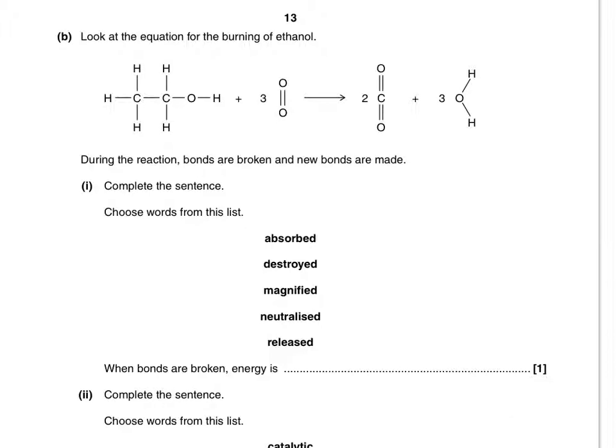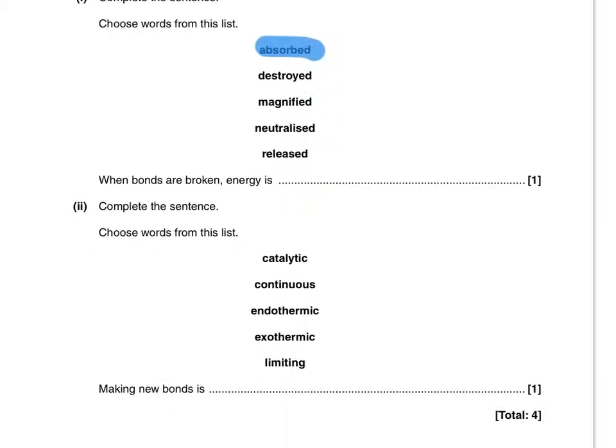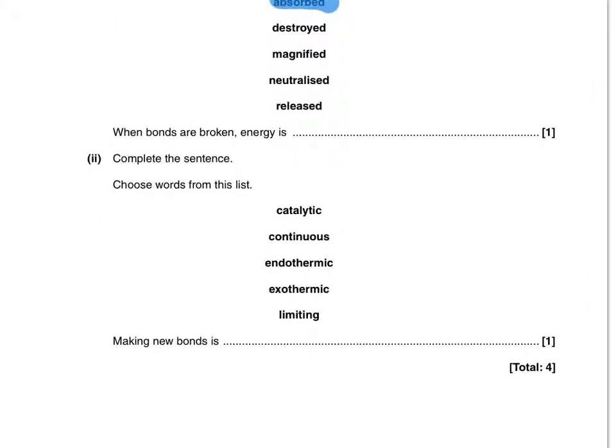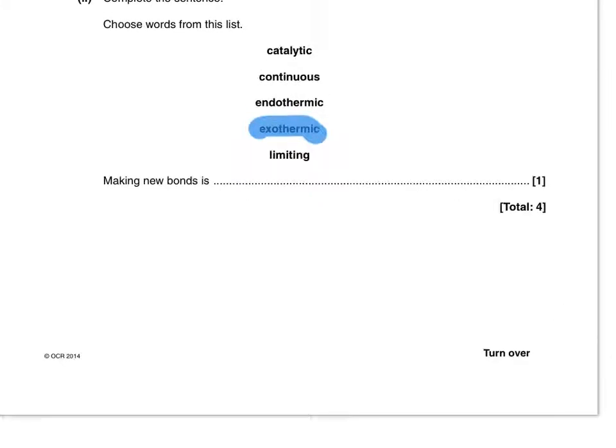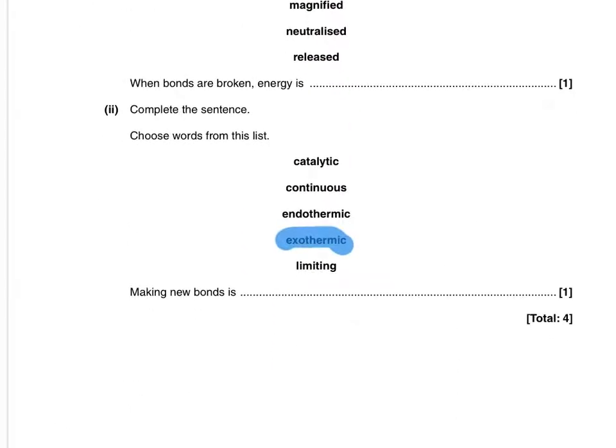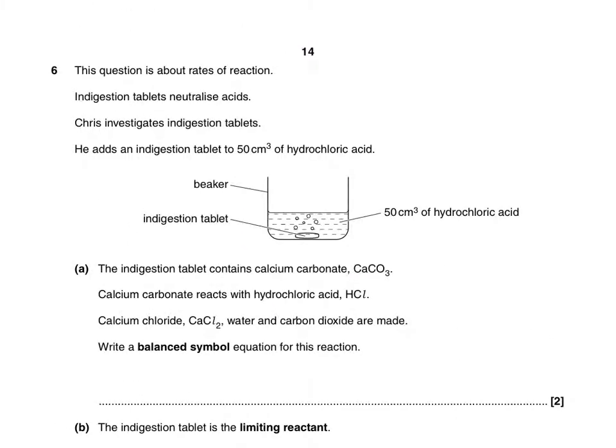Complete the sentence. When bonds are broken, energy is absorbed. They absorb energy when the bonds are broken. And then making new bonds is exothermic, because that energy is being released. Bonds making, energy is released. Bonds breaking, energy is absorbed. And that is that page. 2 marks. Done. Quick. So on we go.